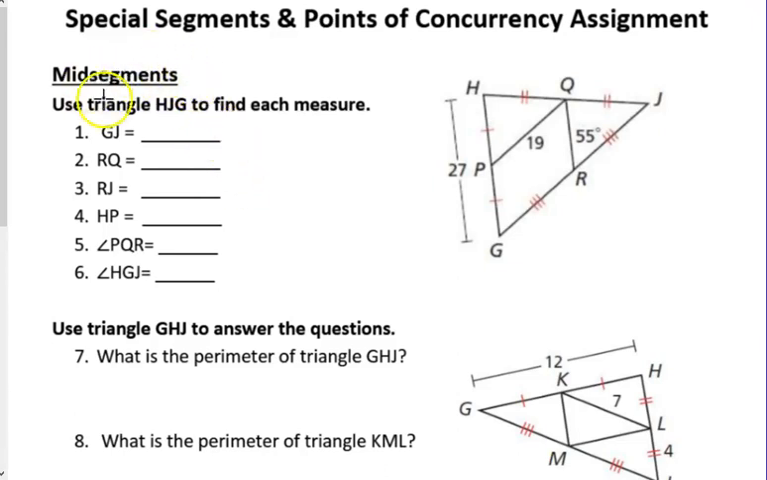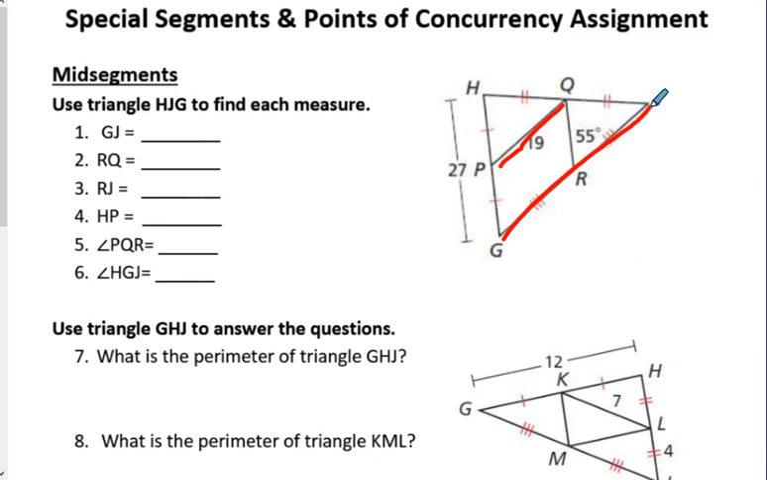Alright, so we're going to do the special segments and points of concurrency assignment. And if I can get this to work, what we're going to do is number 1. So number 1, this is GJ. You notice GJ is a parallel side to a mid-segment. So PQ is the mid-segment, GJ is the parallel side, right?